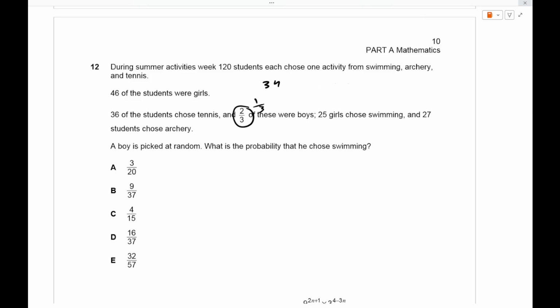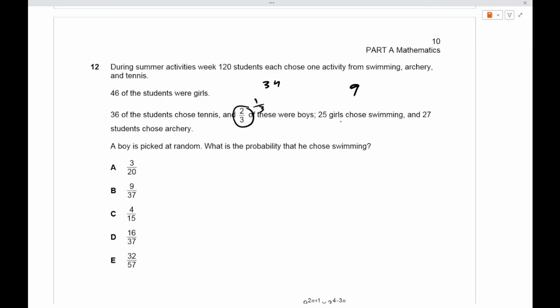Is that correct? I feel like this is incorrect. I feel like I went wrong somewhere. You have 22 choose tennis. These are boys. A third of them. Yeah, that's 12. So that's 34. Then 25 girls. Oh yeah, I've taken away wrong here. You do 34, take away 25, and that's 9.